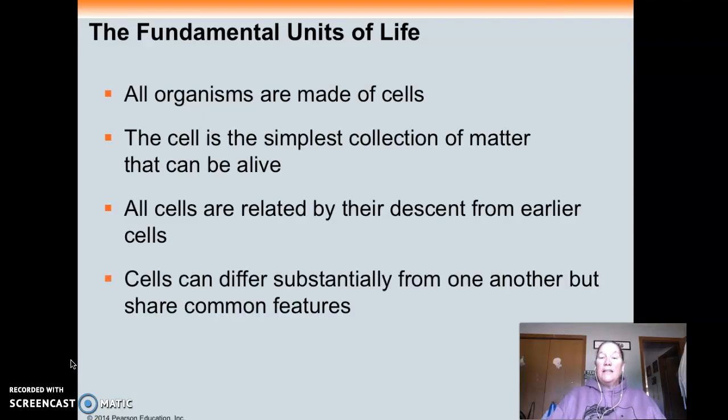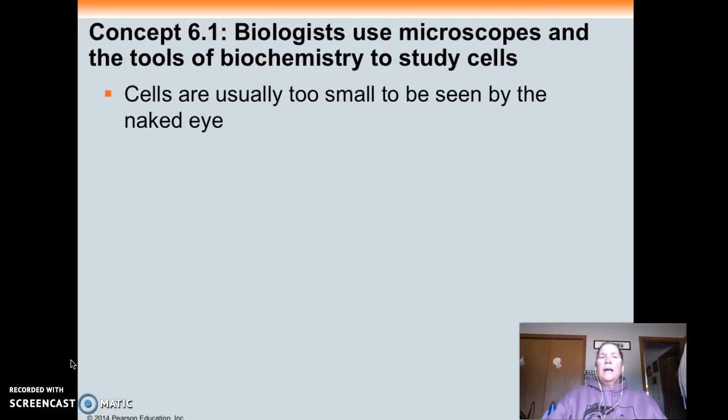They can differ depending on their job, but they share some common features. So if you compare a nerve cell to a muscle cell, obviously they're going to have different characteristics, but there are some things about cells that are very similar. The thing with a cell is you have to use a microscope to see them because they're just too small. Like when we talked about atoms in the chemistry part, you can't see them with a microscope, but you can see cells.